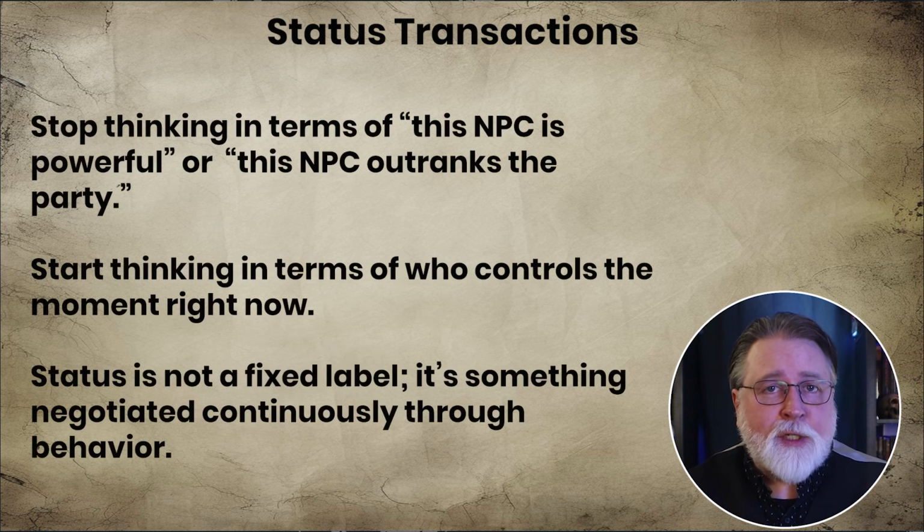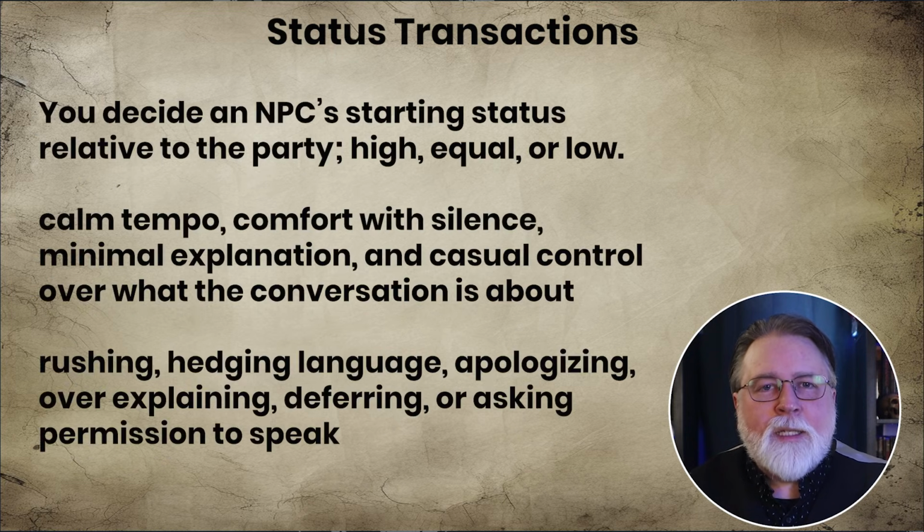To use status transactions effectively, stop thinking in terms of this NPC is powerful or this NPC outranks the party, and start thinking in terms of who controls the moment right now. Status in Johnstone's sense is not a fixed label. It's something negotiated continuously through behavior. You decide an NPC's starting status relative to the party, high, equal, or low, and then communicate that status through small, readable choices rather than declarations.